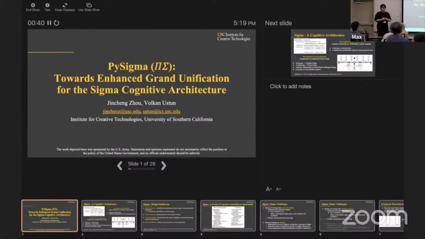cognitive architecture. I will structure my talk in 3 sections. First, I will do a very short introduction to the Sigma cognitive architecture. Second, I will introduce how we enhanced the Sigma cognitive architecture, which is a bunch of things that converge to a new version of it called PySigma. And third, in the final section, I will demonstrate the modeling of a deep generative model called variational autoencoder to illustrate the enhanced capability.